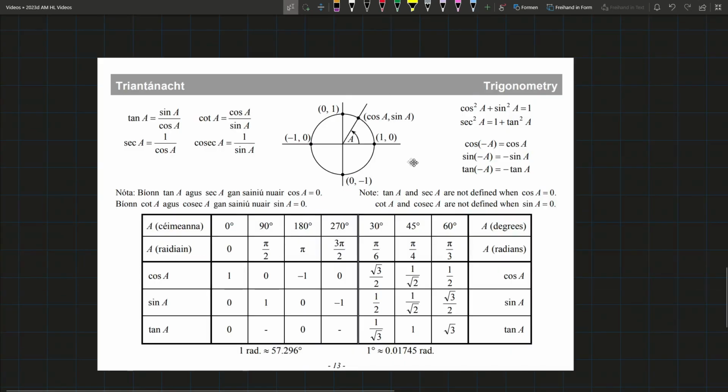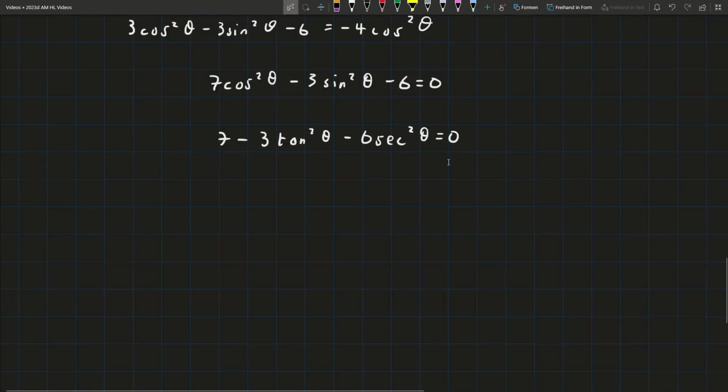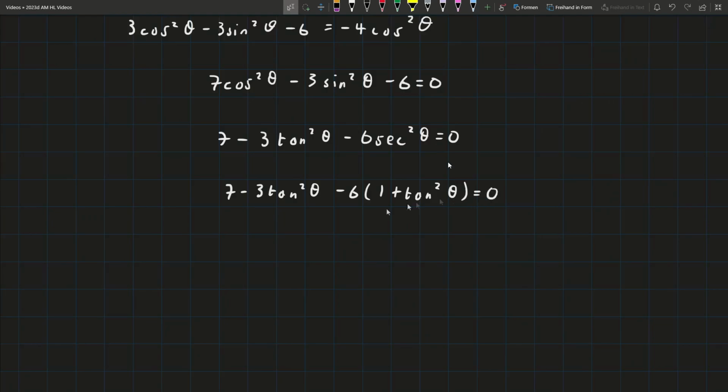And on page 13 of the formulae and tables, this is that sec squared is 1 plus tan squared. So I can replace this. We'll have 7 minus 3 tan squared theta minus 6 times (1 plus tan squared theta) equals 0. Then we get 7 minus 3 tan squared theta minus 6 tan squared theta equals 0. 7 minus 6 is 1, minus 9 tan squared theta. Now you can see it kind of coming together, equals 0.